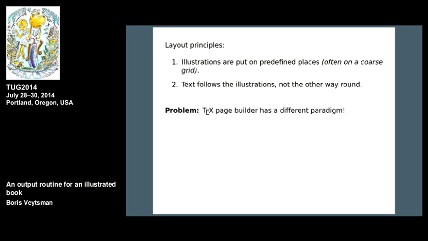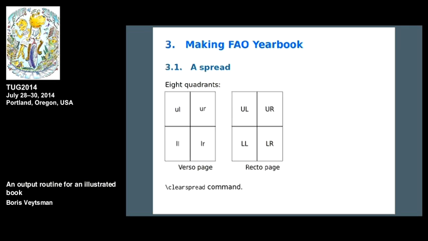The problem is that if you try to do this in TeX, it has a completely different paradigm. What TeX does is it creates a column of text. When the column of text is ready, it's sent from the page builder to the output routine. Then illustrations are stuck inside, and you go. It's a very text-oriented paradigm. So if you want to make a statistical yearbook for the United Nations, you need to do something special. So in the rest of my talk, I will just tell you how I did this statistical yearbook.